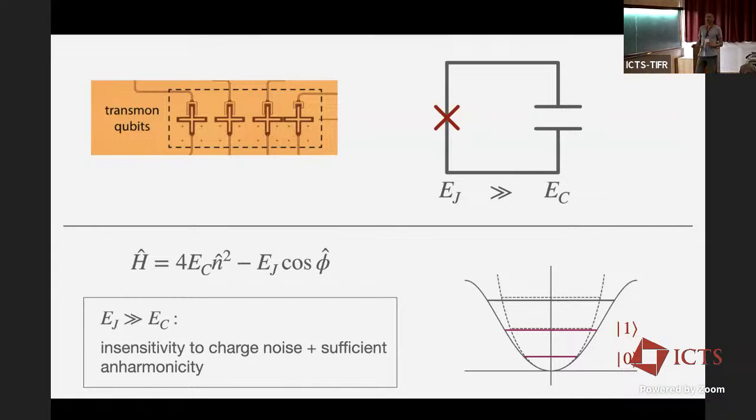Think of it as a simple quantum mechanical Hamiltonian. As such, it has a discrete spectrum. And the lowest two levels here, they are the qubit. They represent the qubit state. So that's the transmon.